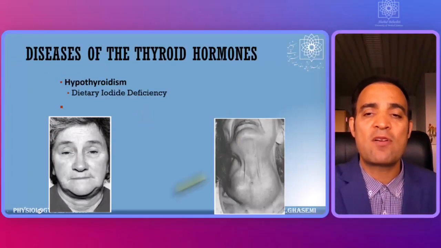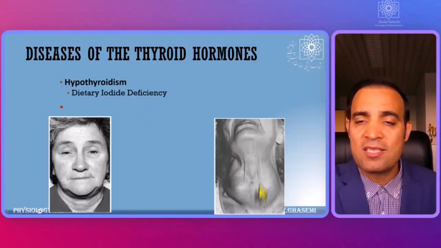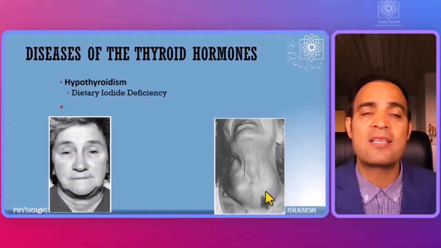For this reason, we have a goitre, and you can see in this figure how much the thyroid gland is enlarged.